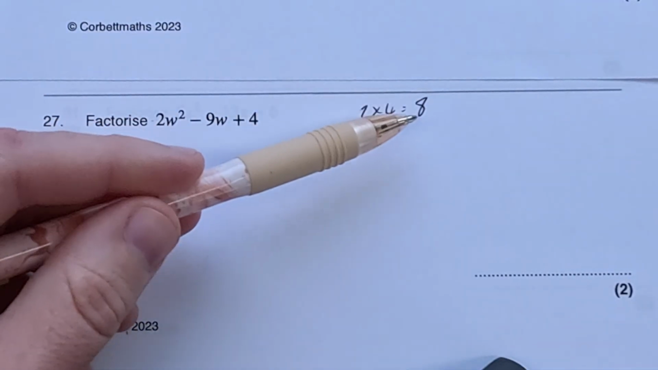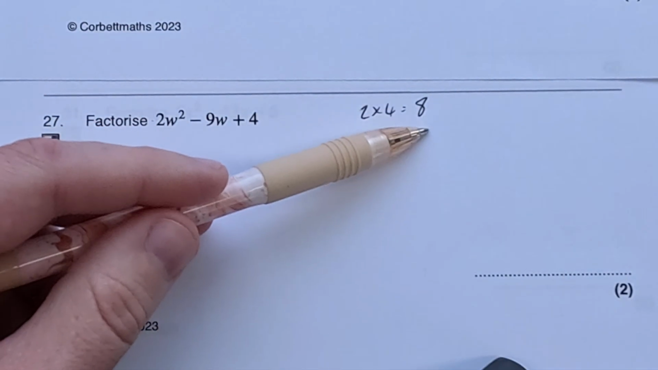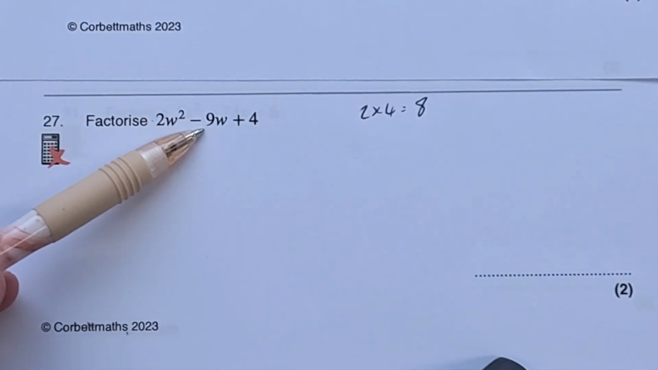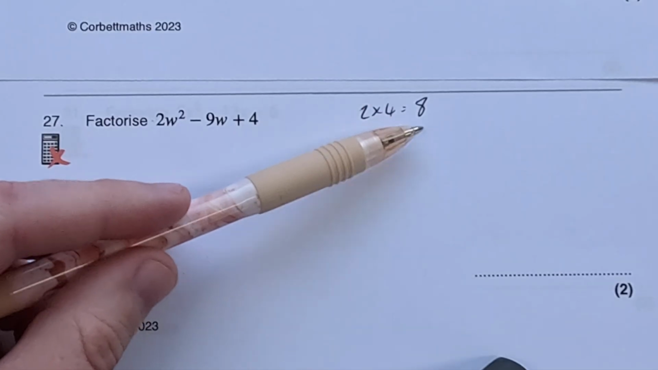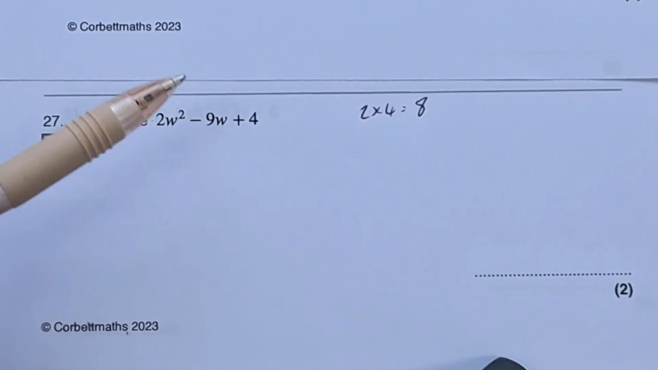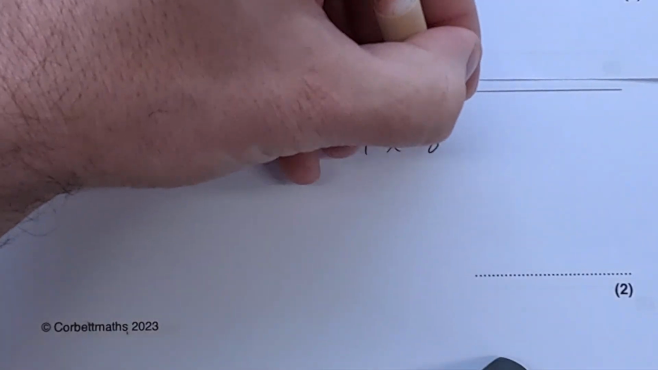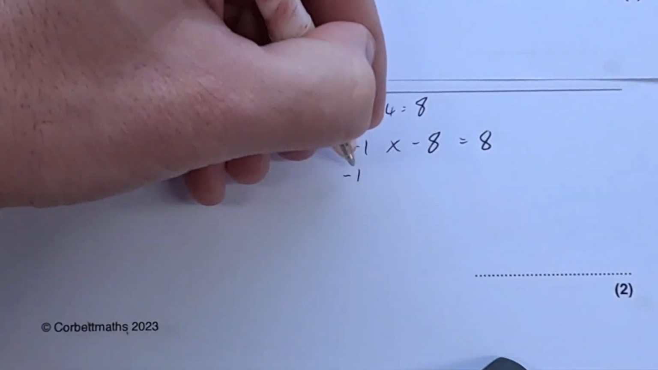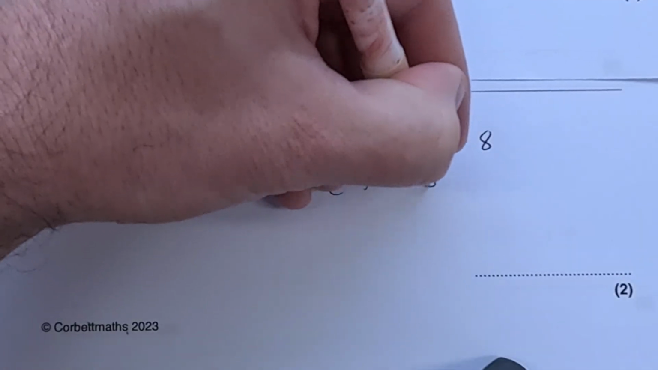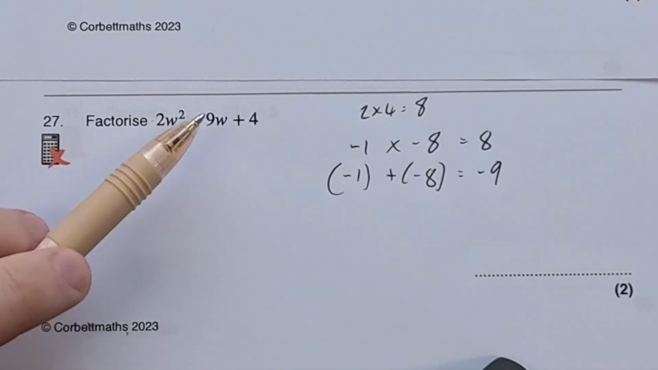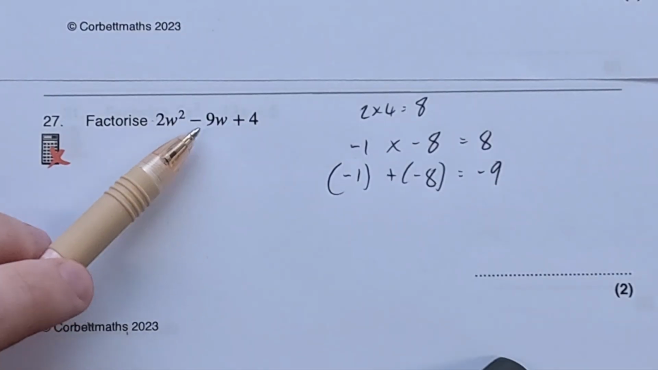So we're looking for numbers that times together to be 8, and they're going to add together to be minus 9. So numbers that times together to be 8 and add together to be minus 9, I'm thinking minus 1 and minus 8, because minus 1 times minus 8 is equal to 8, and minus 1 plus minus 8 is equal to minus 9. Okay, so we've now found the two numbers. Now we're going to split this middle term up into a minus 1 and a minus 8. And it doesn't actually matter which way around you do it.